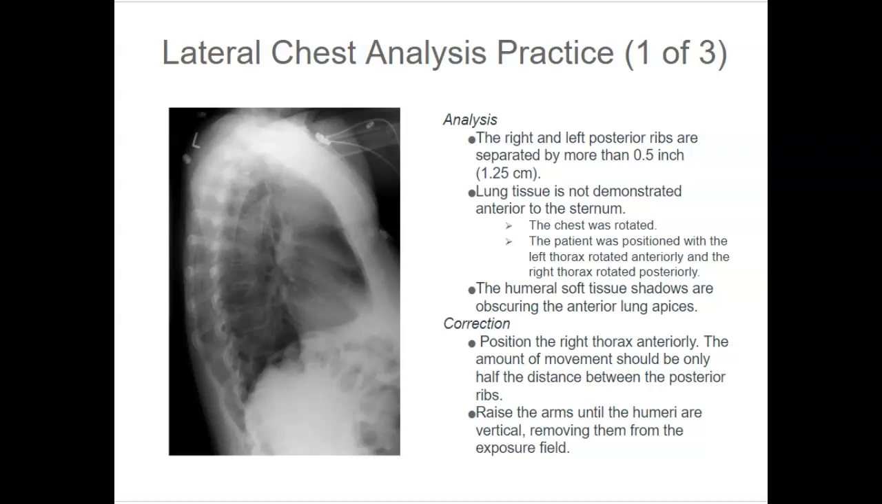So in order to correct all this, we need to get that right thorax positioned a little bit more anteriorly, aligning that mid-coronal plane perpendicular with the IR, and raise those arms up as high as possible so that we can get that soft tissue out of the anterior lung apices.